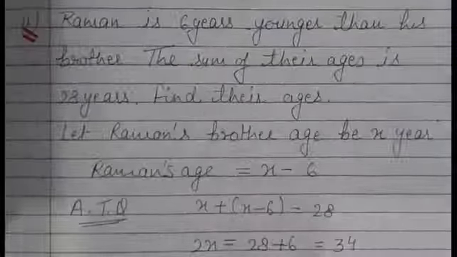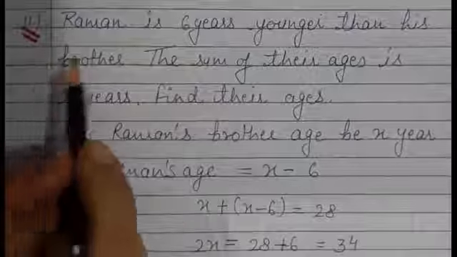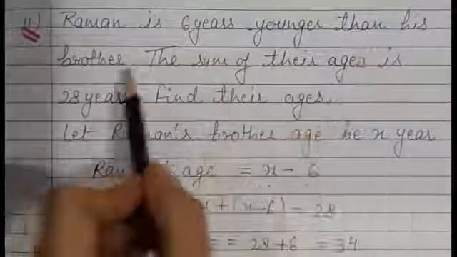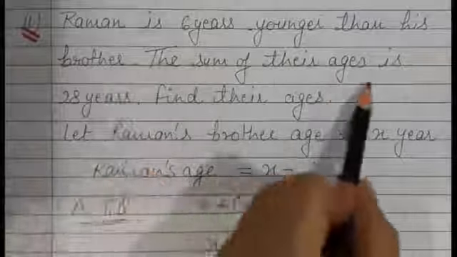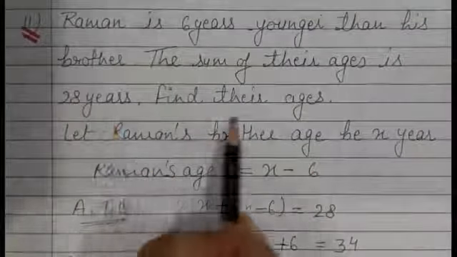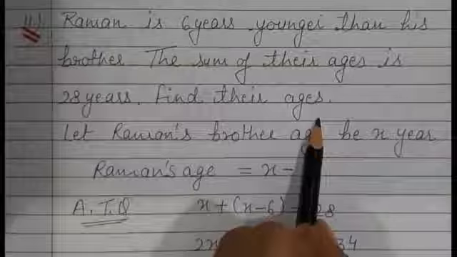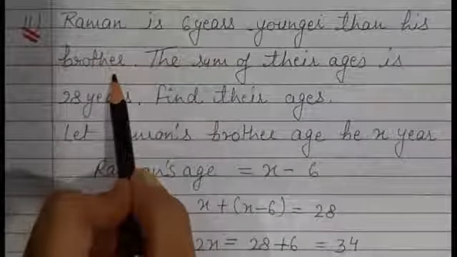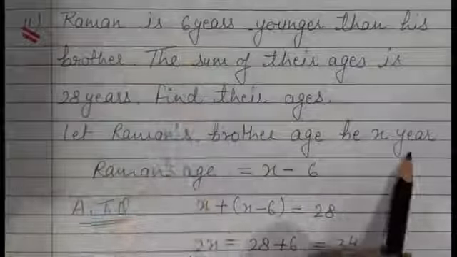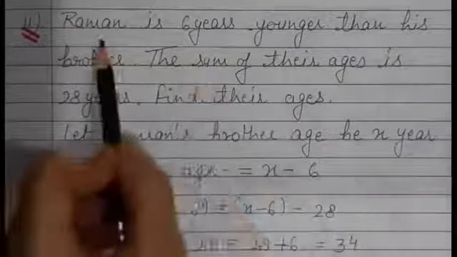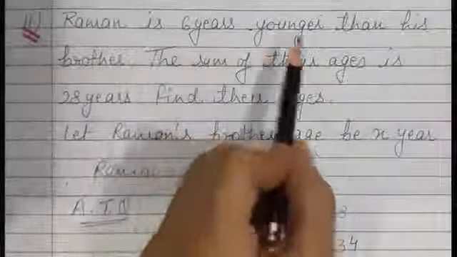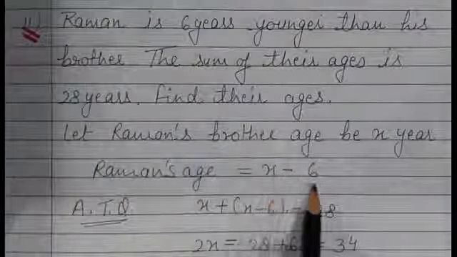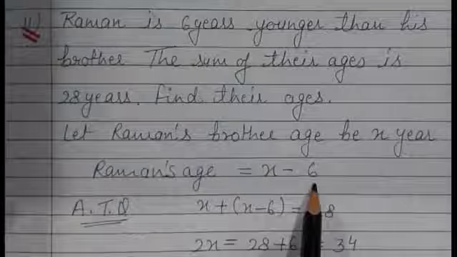Clear? Now 11th numerical. Raman is 6 years younger than his brother. The sum of their ages is 28 years. Find their ages. So here first we have to let Raman's brother's age be x years, right? So Raman's age will be 6 years younger, that means x minus 6, right?